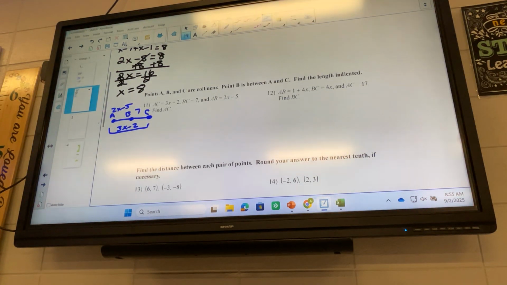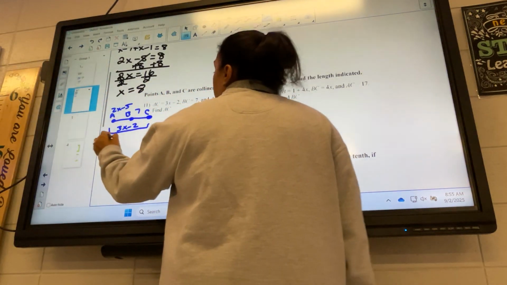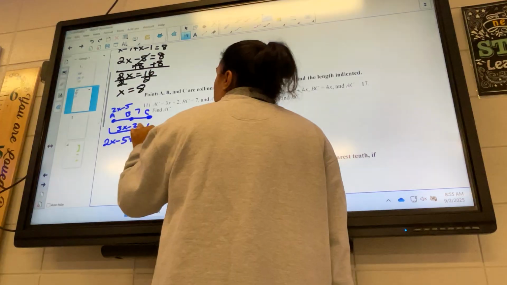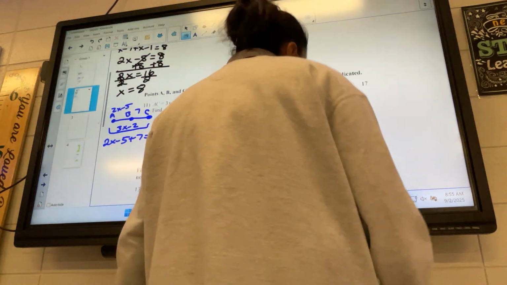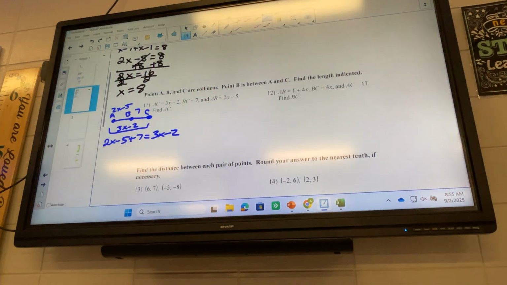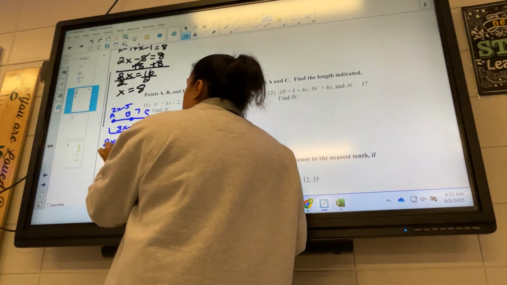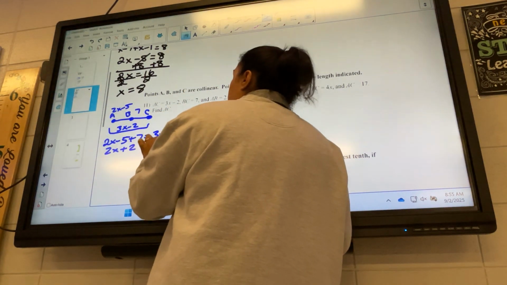Okay, we're gonna take our two little ones and add them together and set it equal. So it's gonna look like 2x minus 5 plus 7 equals 3x minus 2. We're gonna go ahead and combine. Who can get combined? The 5 and 7. Or negative 5 and 7. So we get 2x plus 2 equals 3x minus 2.